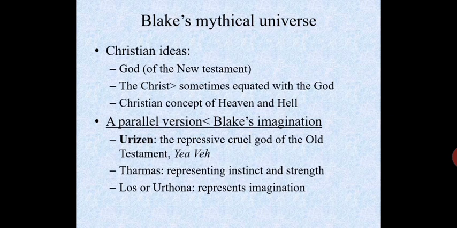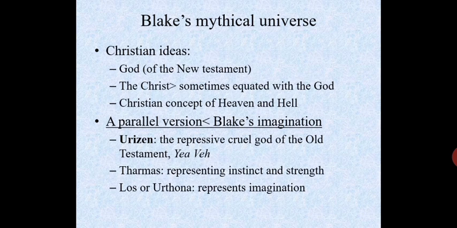And there are other references like Thermos. Thermos in Blake's mythical universe would represent instinct and strength. Los or Urthona represents the imagination. But these Urizen, Thermos, Los, or Urthona are made up by Blake himself. These are Blake's individual mythology.